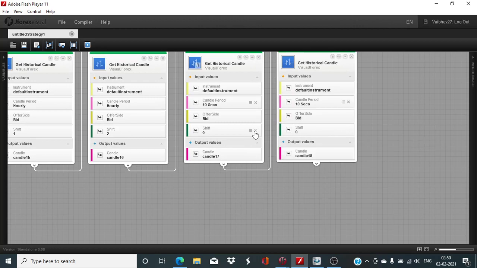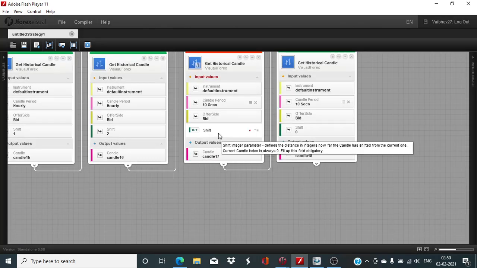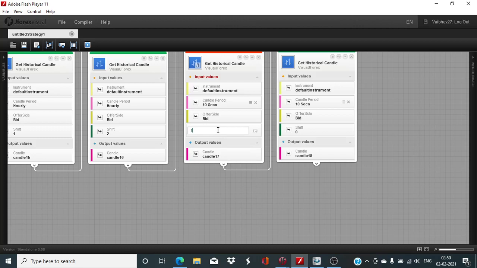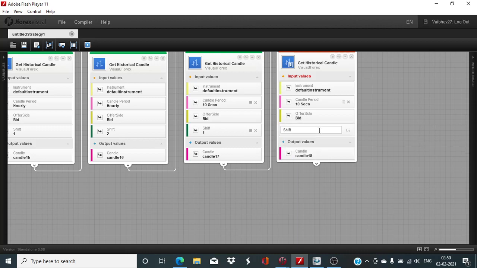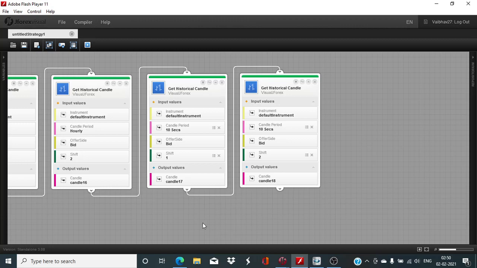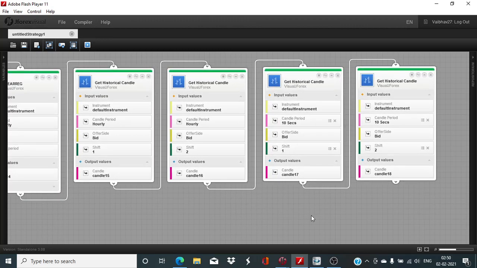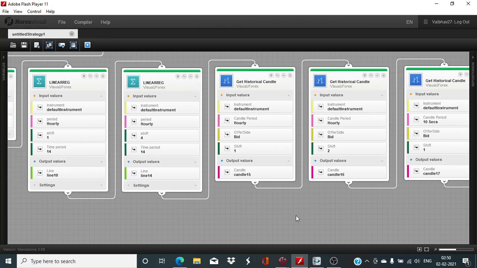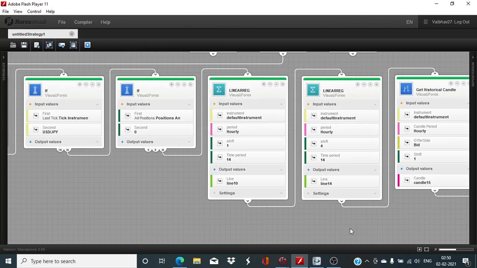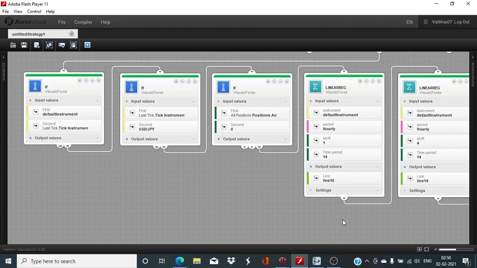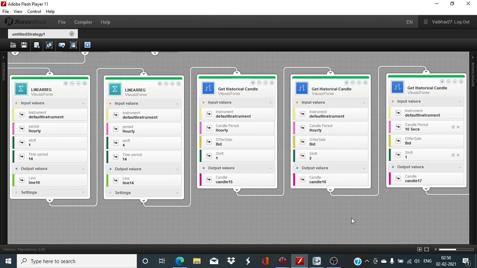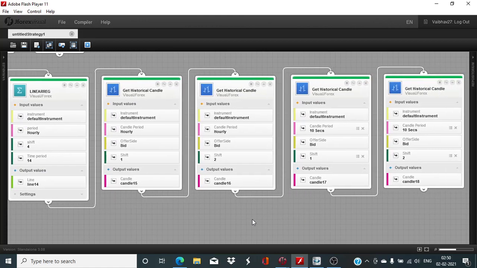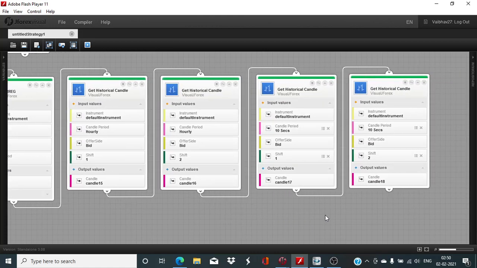Okay, 10 seconds. One, and this shift 2. Alright, so far we have got these blocks in place. We have done the instrument subscription, and also we have got the linear regression and 4 historical candle blocks.